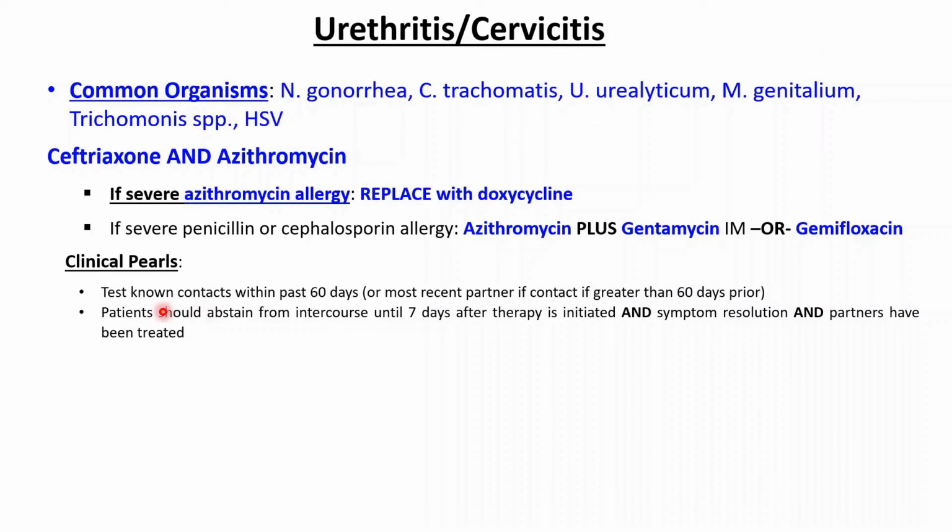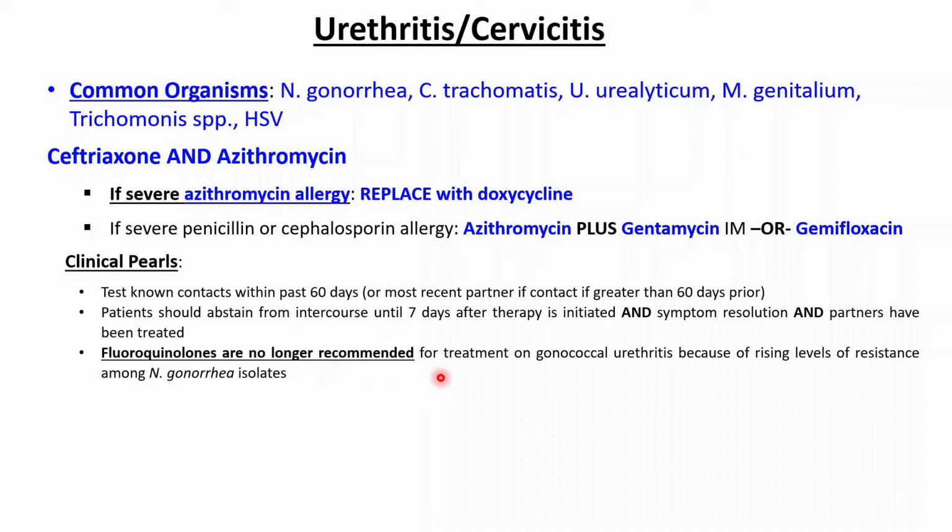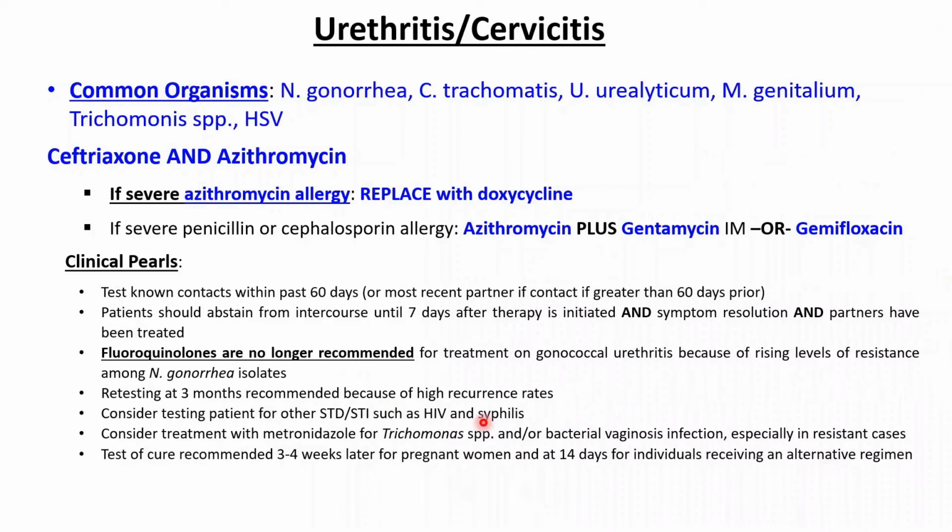Some clinical pearls include test known contacts within the past 60 days, or most recent partner if contact is greater than 60 days prior. Patients should abstain from intercourse until 7 days after therapy is initiated and symptom resolution and partners have been treated. Fluoroquinolones are no longer recommended for treatment of gonococcal urethritis because of rising levels of resistance among Neisseria gonorrhoeae isolates. Retesting at 3 months is recommended because of high recurrence rates. Consider testing patients for other STIs such as HIV and syphilis. Consider treatment with metronidazole for Trichomonas species and or bacterial vaginosis infection, especially in resistant cases. Test of cure is recommended 3 to 4 weeks later for pregnant women and 14 days for individuals receiving an alternative regimen.